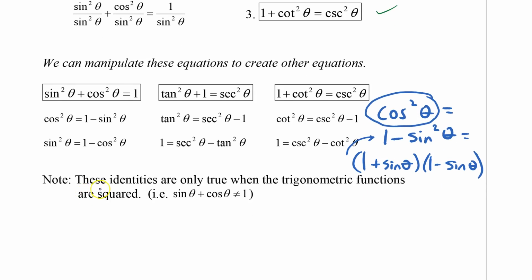I'll just read this note here. It says these identities are only true when the trig functions are squared. So it's not sine theta plus cos theta equals 1. It's sine squared theta plus cos squared theta equals 1.